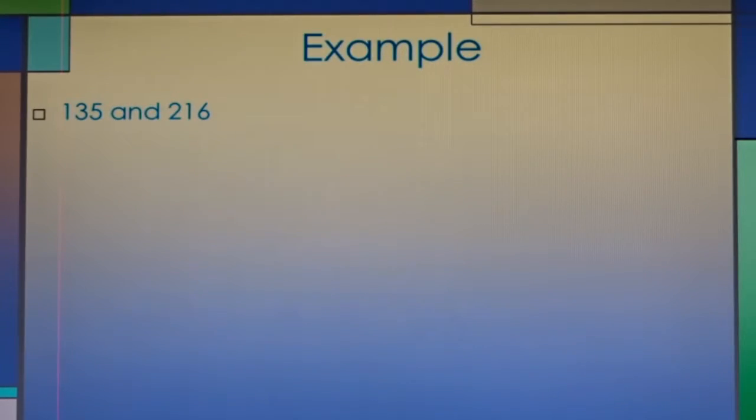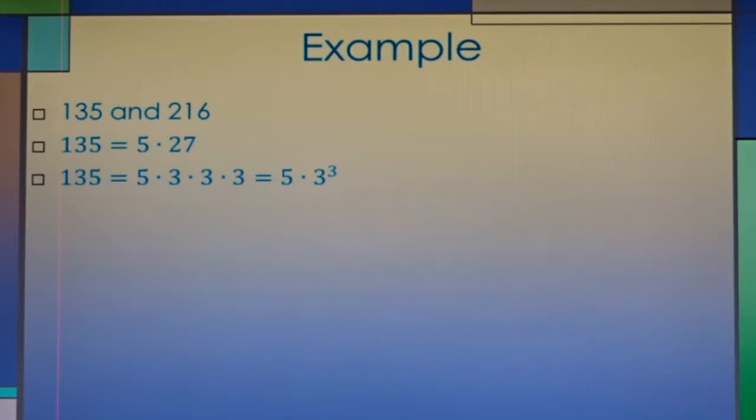135 and 216. So we're going to start by breaking up 135. We know that 135, because it ends in 5, is divisible by 5, so we can pull out a 5. 5 times 27 gives me 135. Next, I know 27 is 9 and 3, and that 9 is 3 times 3. So we have 3 3's being multiplied together, or 3 to the third power times 5.